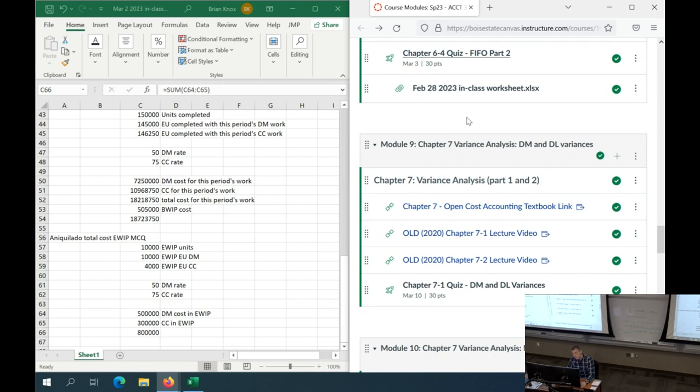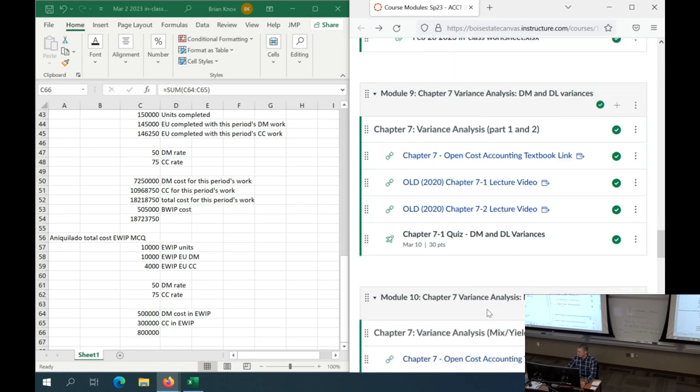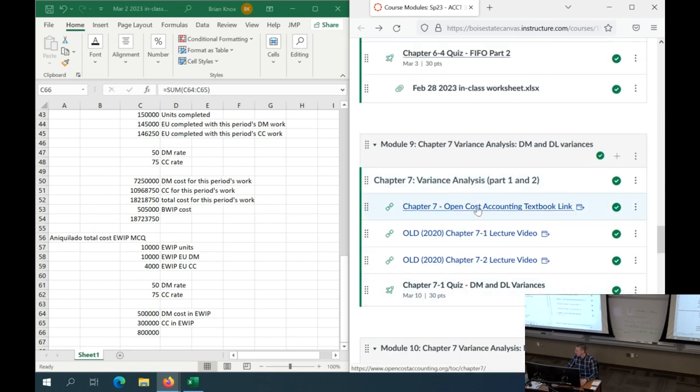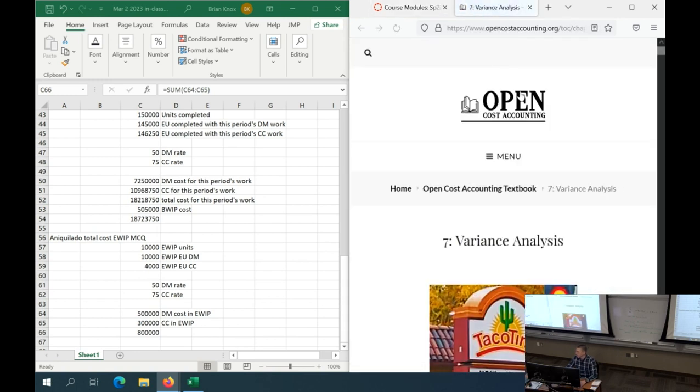So the first module, kind of like Chapter 5, is probably more overlap with what you already know about variance analysis and standard costing. And the second module, which is module 10 down here, is likely to have a little bit more beyond what you have covered before. I think it's unlikely that in the intro class you would have covered mix and yield variances. If so, great. We'll get extra practice on that. So let's start talking about variance analysis.